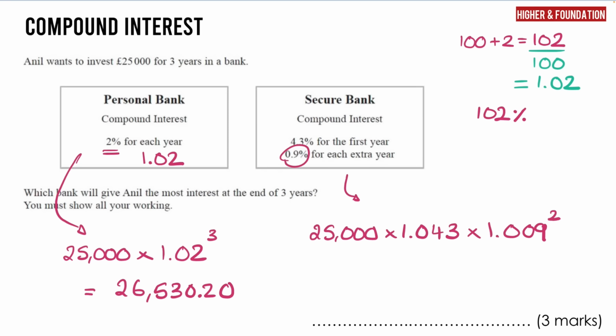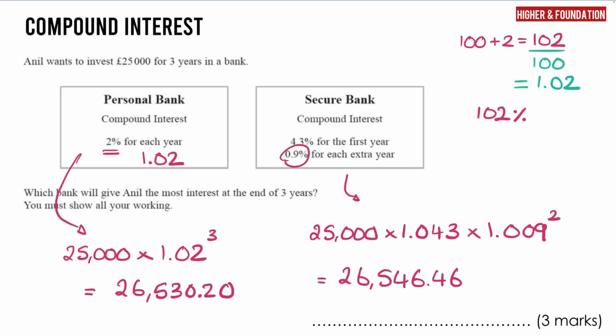Again, I just want to type that in. I've already got the old one typed in, but that has a power of 3, so I'm going to have to get rid of that. 1.043 times 1.009 squared, because we're getting that for 2 years, and that comes out as £26,546.46.